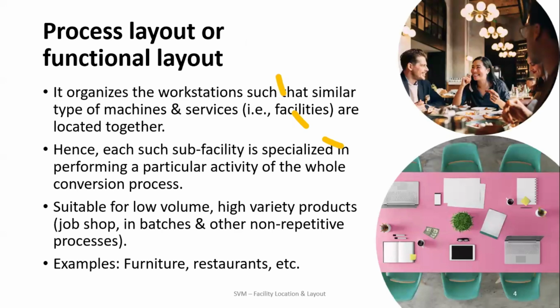First is process layout or functional layout. It organizes the workstations such that similar types of machines and services are located together. Hence, each sub-facility is specialized in performing a particular activity of the whole conversion process, suitable for low volume, high variety products, that is job shop type of production in batches or batch production and other non-repetitive processes. For example, furniture and restaurants generally go for this functional layout or process layout.